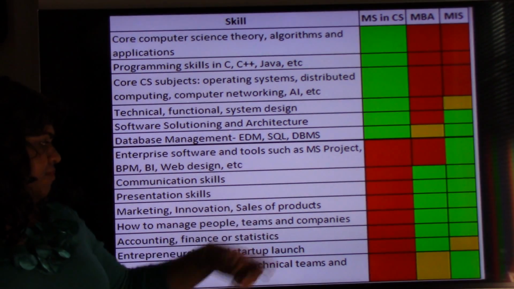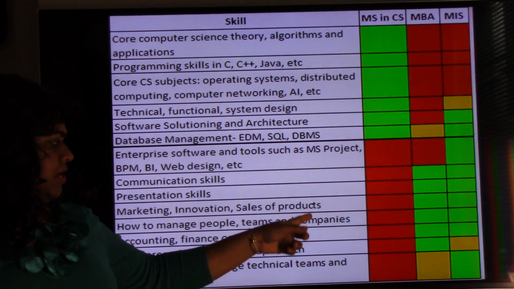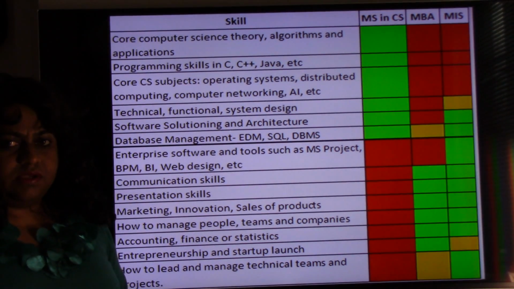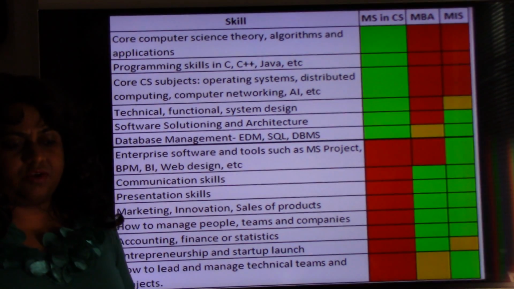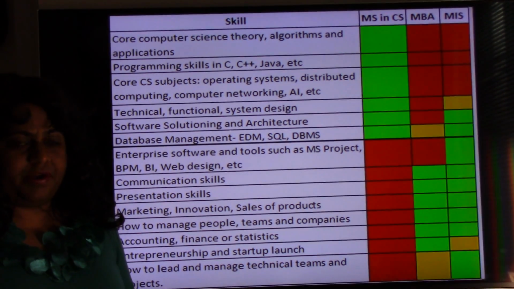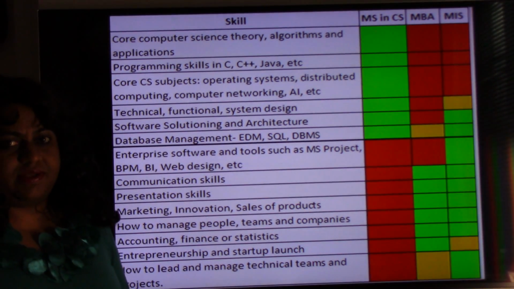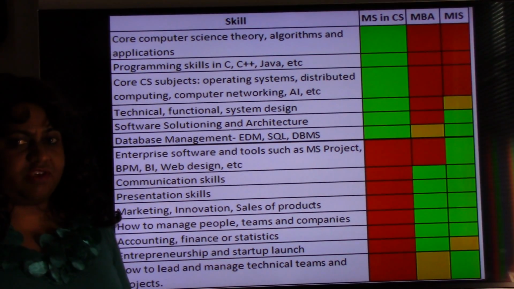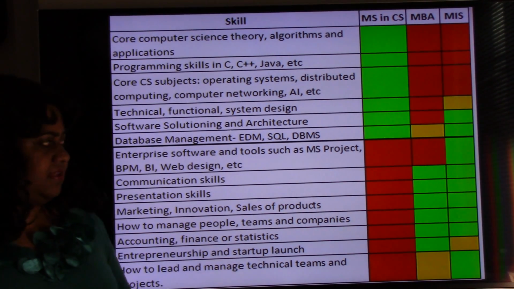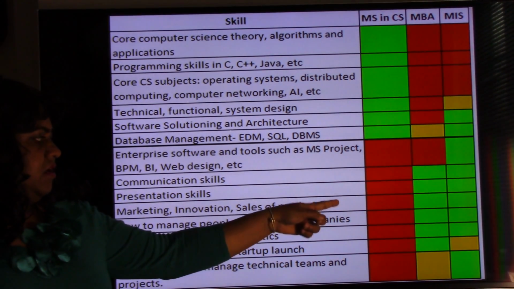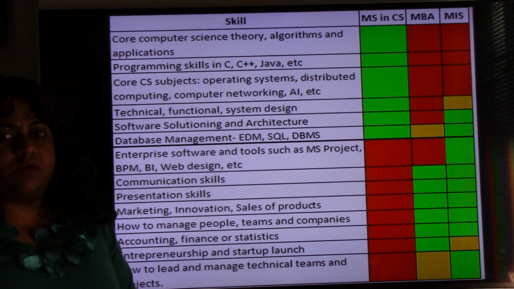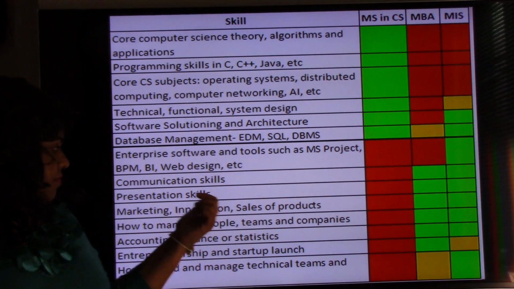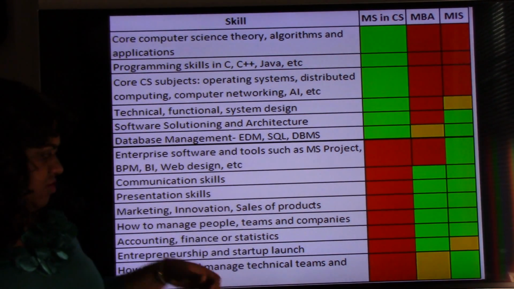Marketing, innovation, sales of products. So in an MS in computer science, you don't probably study much about marketing or sales or business development or product innovation and branding and that product management kind of stuff. If you want to learn these things, then you should probably do an MBA. MIS, you probably study 1 or 2 courses about these things. So MBA is best suited for this marketing, sales, and innovation.